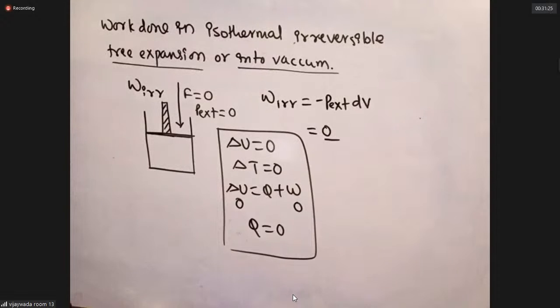So here, in the irreversible process, the external pressure is 0. That's why here it is called free expansion, or expansion into vacuum.